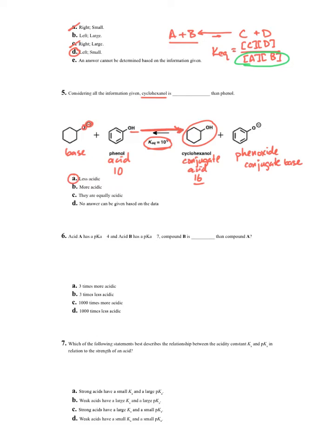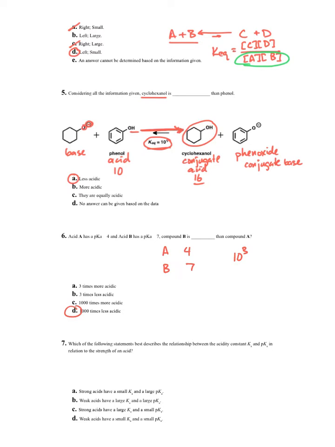So moving on to question 6. Acid A has a pKa equal to 4. Acid B has a pKa equal to 7. Compound B is blank than compound A. The thing that you have to remember about pKa units is that pKa is a log scale, so any difference between things is basically 10 to that power. So the difference between B and A is 10 to the 3. So compound B is going to be 1,000 times less acidic than compound A. So the correct answer for this is D.